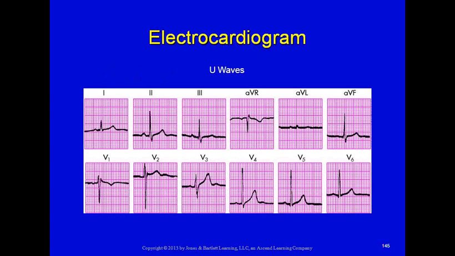If you look at this 12-lead ECG and you look at those different T waves in lead V4 and V5, primarily V4, you get a really good look at it in V4 and V3, that little small hump after the T wave. That is a U wave.